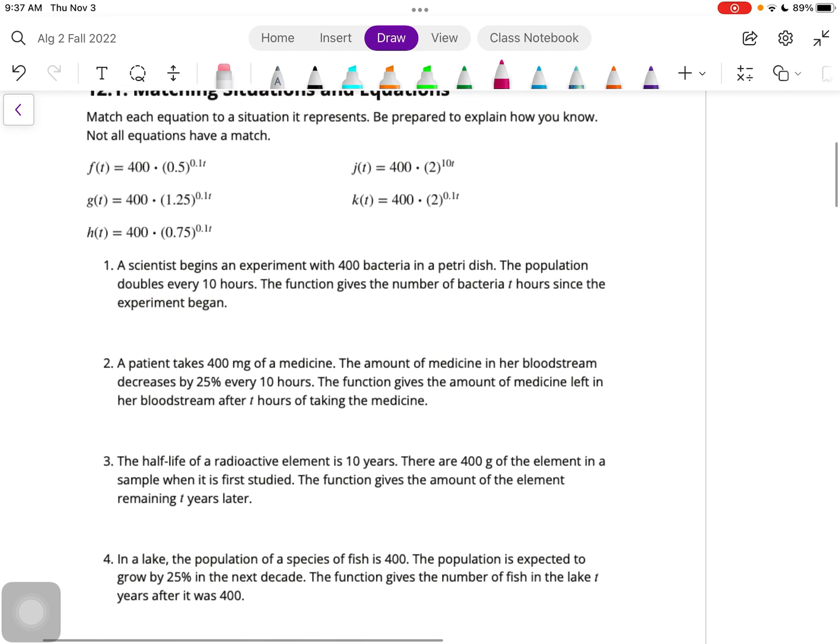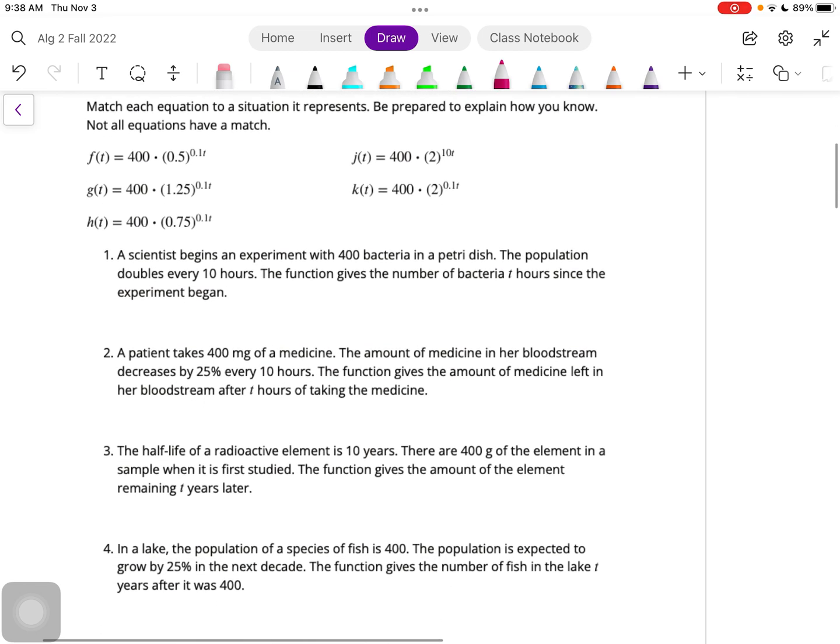So match each equation to a situation it represents. Be prepared to explain how you know. Not all of the equations have a match. So we have 5 equations and 4 situations, and we're going to take a look at how can we match those. So a scientist begins an experiment with 400 bacteria.